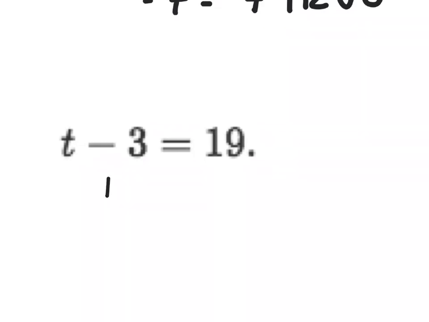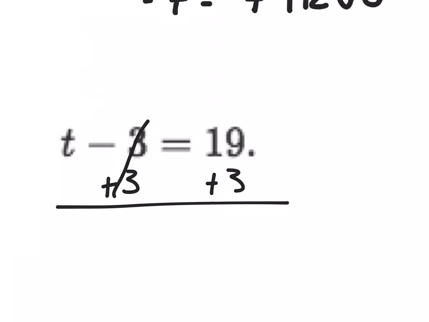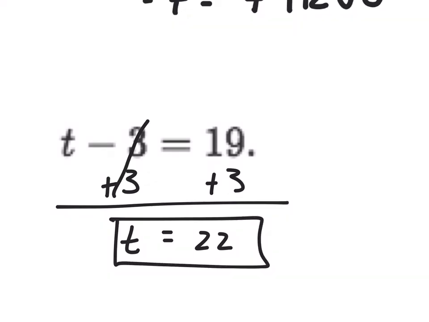If I add 3 to both sides, negative 3 plus 3 adds to 0. That goes away. So you're left with t on the left side, and then 19 plus 3 is going to give me 22. So now what I want to do is check this, make sure that we're right.